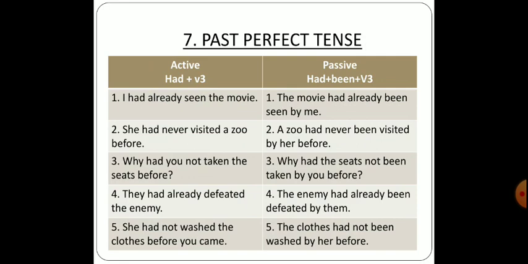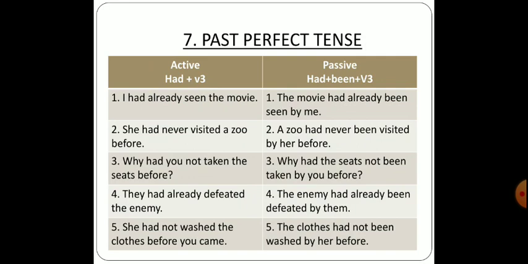The second last one is the seventh one, past perfect tense. So over here it will be had plus verb's third form in active side. When we change it into passive it will be had plus been plus verb's third form. So the example is I had already seen the movie. Now when we change it into passive, the movie had already been seen by me. So the movie becomes the subject, had because it is past tense, already been. Why been? Because it is a perfect tense, seen by me.